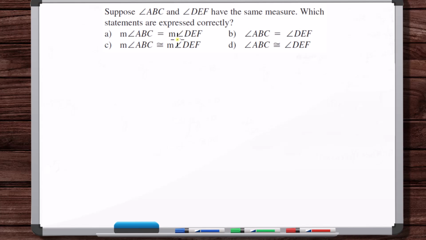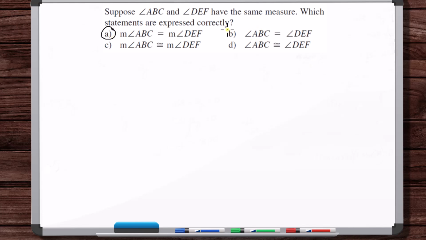All right, so what they're referring to in this question is, when it comes to equals signs versus the congruent sign, equal is referring to two numbers. Two numbers are equal. So if angle ABC and DEF have the same measure, then the measure of angle ABC is equal to the measure of angle DEF. So that's correct. Now here, what about this?